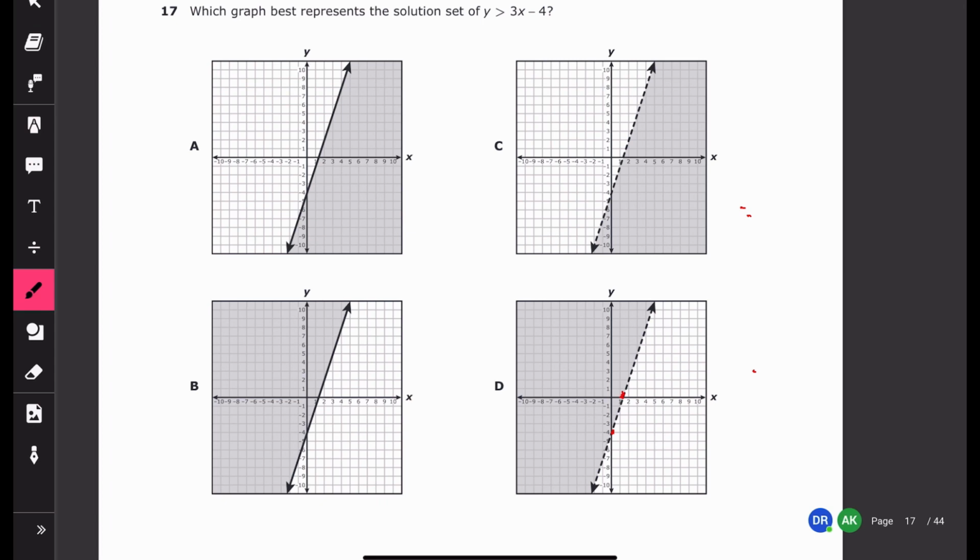Therefore here, it's greater than means it should be above this. This is the above and this is the below for your positive slope. So therefore D is the right option.